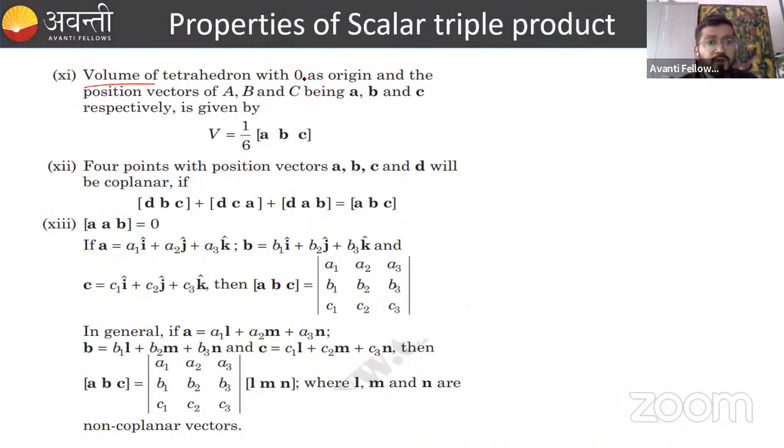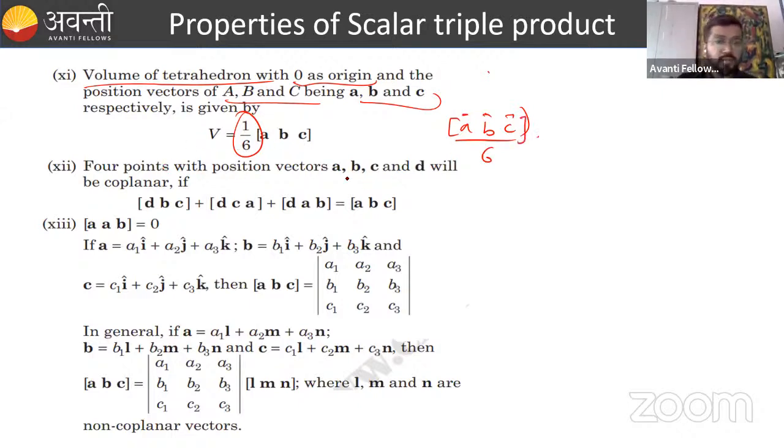Now, the volume of a tetrahedron with O as origin and the position vectors A bar, B bar, C bar being ABC is given by the scalar triple product of those three co-terminal vectors divided by 6.